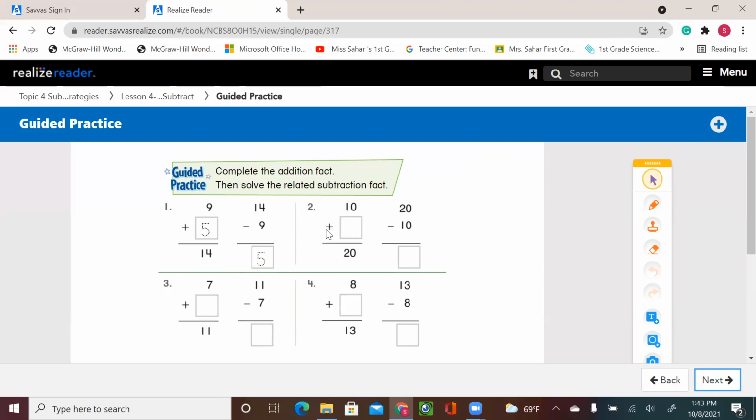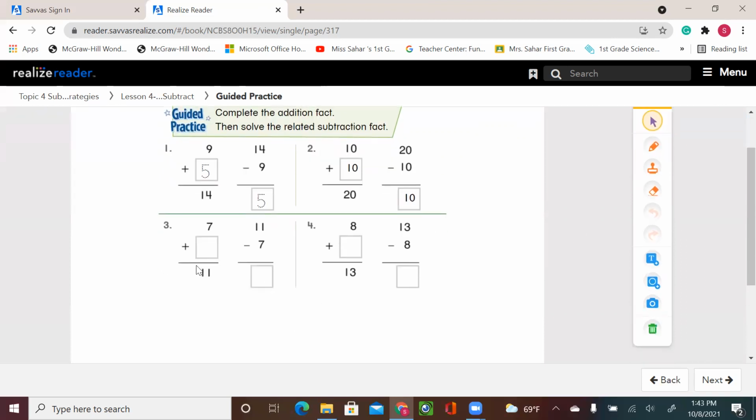10 plus something equals 20. My subtraction fact: 20 minus 10 equals something. So I'm thinking here, if I add what to the 10, I will have 20? Very good. 10. So I'm going to take the 10 and put it in a box. So 10 plus 10 equals 20. That means 20 minus 10 equals. Excellent. As we see, we have the whole and we have one part.